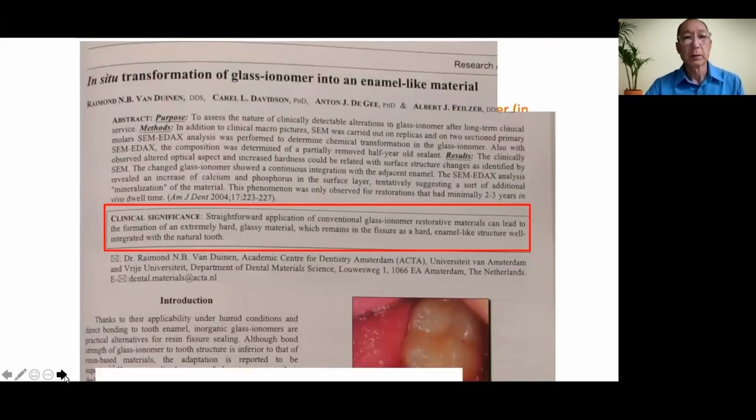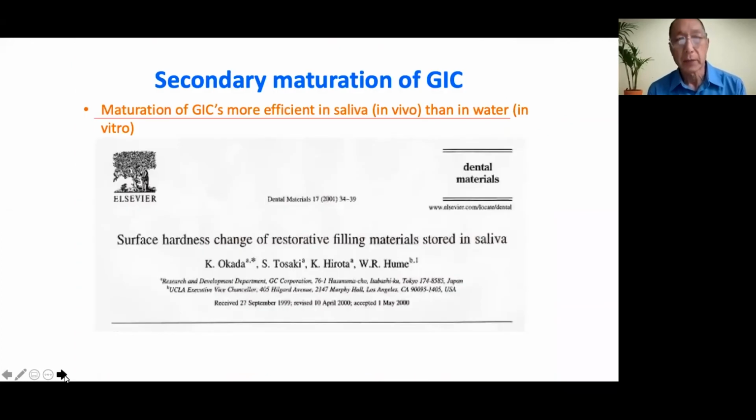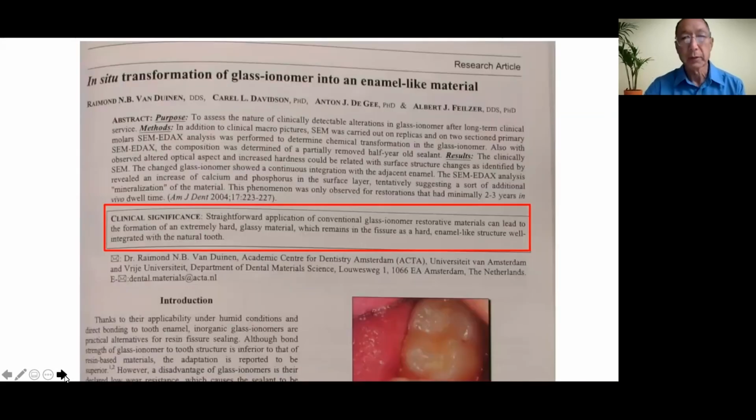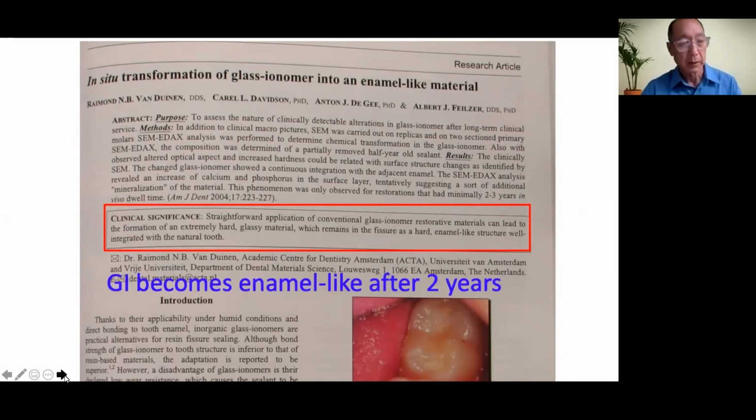This is a slide showing that there is secondary maturation of glass ionomer when you subject it to saliva rather than water. In fact, if you wait 2 years, it becomes harder and harder because the minerals and the metallic ions in the saliva get imparted on the surface. And the surface actually becomes as hard as enamel after 2 years.